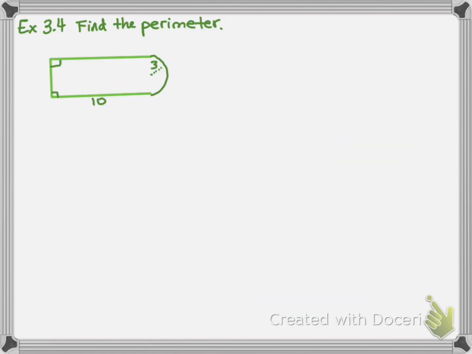In example 3.4, we have to find the perimeter of this shape. Now, if you notice, it has straight sides and also a curve, a semicircumference. Since that is a semicircumference, we have to use half of the circumference. Now remember, circumference is 2r pi. So a semicircumference is going to be 2r pi divided by 2. And if I divide that, it's just r pi. So every time we have to find this part, we're just going to use r pi. That's going to be our formula. It's going to be very, very easy.